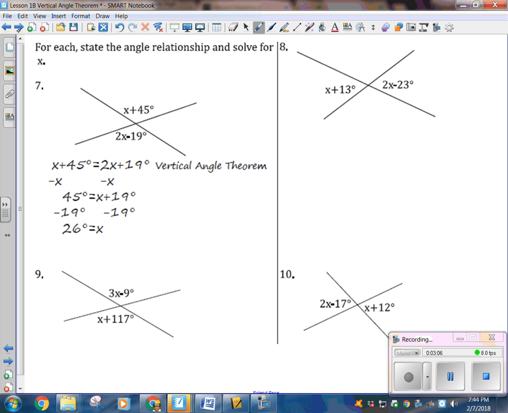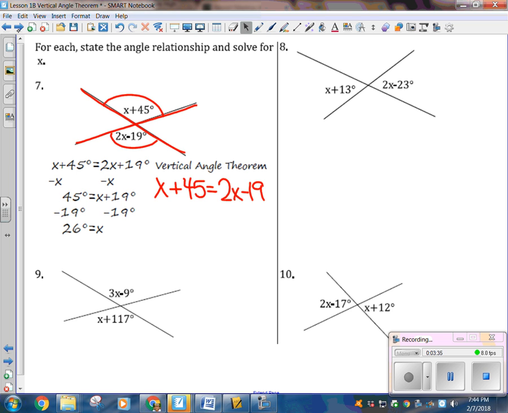When you get to some of the other problems that have X's, you are going to have to set up and solve an equation. So still, I'm looking for opposite sides of the X. The angle up here is marked X plus 45. So it's not just straightforward X, it says X plus 45. The angle under here is 2X minus 19. Now, I know you actually have a solution. I'm just going to walk you through it. We're going to take the X plus 45 angle, set it equal to the 2X minus 19 angle.